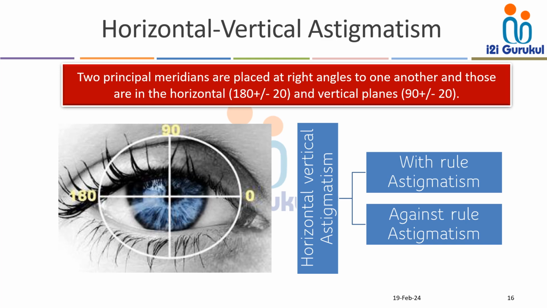Now moving towards against-the-rule astigmatism. In this type of astigmatism, the horizontal meridian stays close to 180 degrees. It is steeper than the vertical meridian. Against-the-rule astigmatism is common in elderly people.